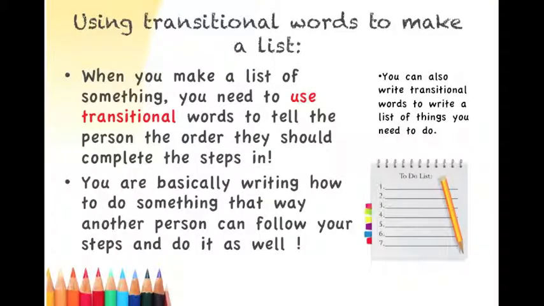Now let's talk about how you can use transitional words to make a list. When you make a list of something, you need to use transitional words to tell the person the order they should complete the steps in. You are basically writing how to do something. That way another person can follow your steps and do it just as good as you did it. You can also write transitional words to write a list of things you need to do.